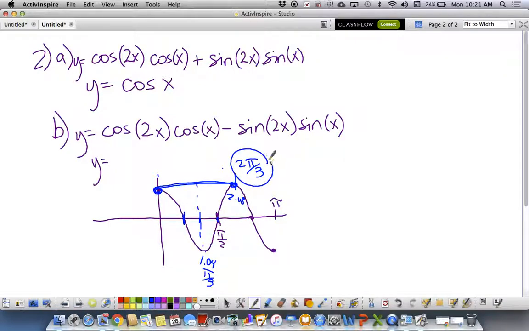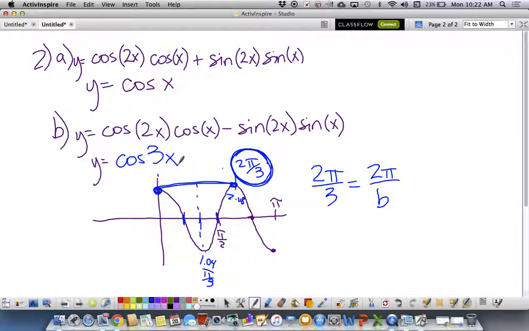Now, what is our period? Let's go back to here. What is our period? 2 pi over 3. So period 2 pi over 3 equals 2 pi over b. So what is the b? The period is always 2 pi over b. This time it happens that it already ended with a 2 pi over 3. So this graph is simply y equals cosine 3x.